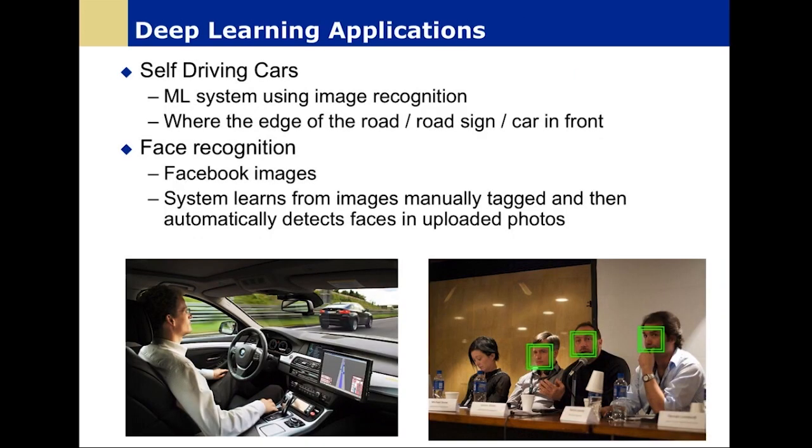Okay, some applications for deep learning are self-driving cars, which use machine learning for image recognition in order to determine the edge of the road, signs, cars in front, etc. Facial recognition is another common application. Facebook takes images that are manually tagged from a data set and is then able to automatically detect faces in uploaded photos.